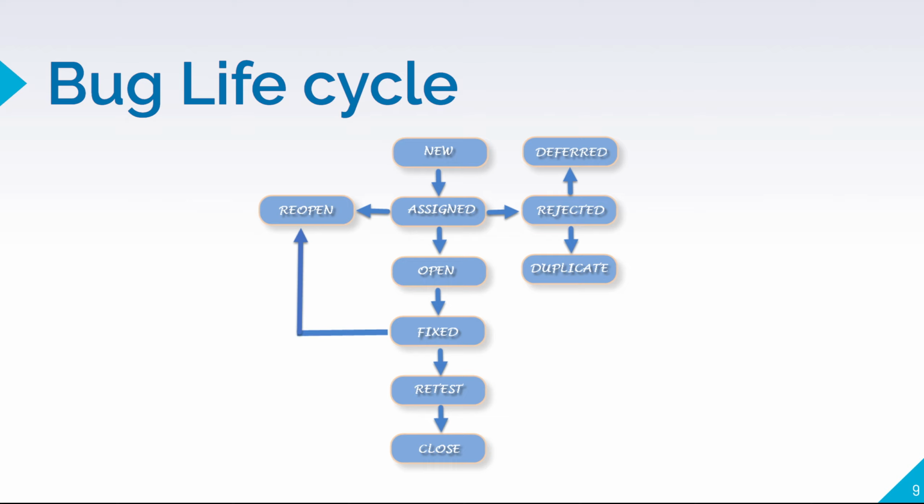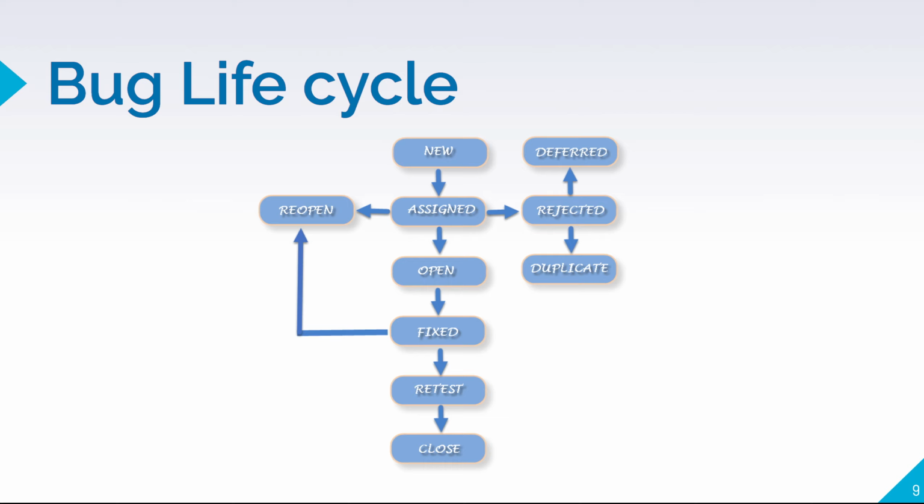What is new? At the top of this flow, we see new. So when a defect is logged and posted for the first time, the state is given as new. Assigned. Once the bug is posted by you, the lead QA approves the bug and assigns the bug to the developer team. There can be two scenarios.